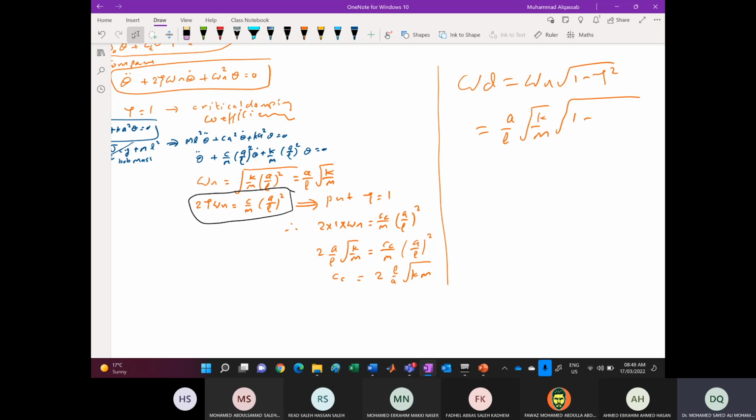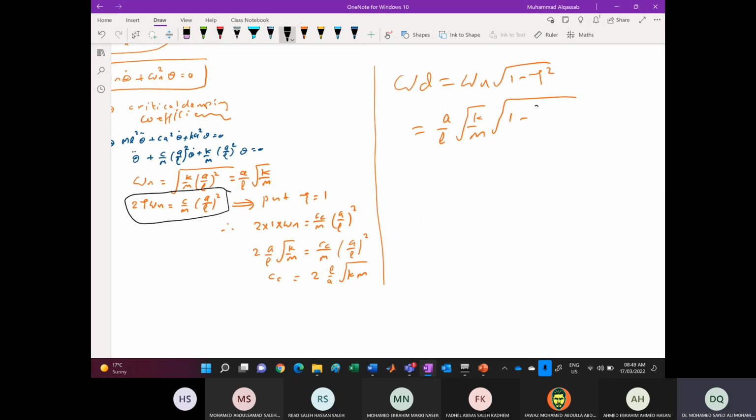Okay, do not use C over CC here because you need to get C equivalent, not C of the damper. You need to get C equivalent. So to be safe, you use this equation to find zeta. So this will be 1 minus, and zeta is C over 2M omega n, A over L squared.